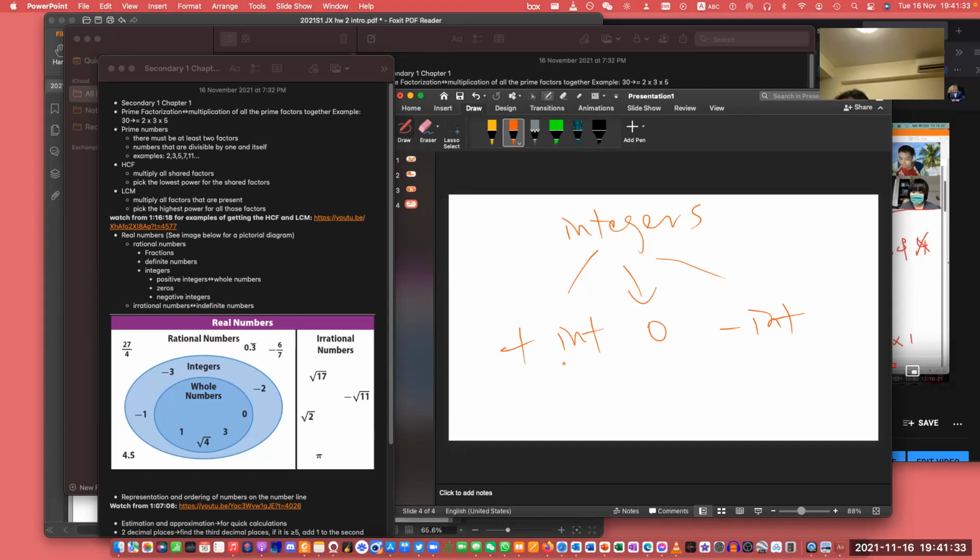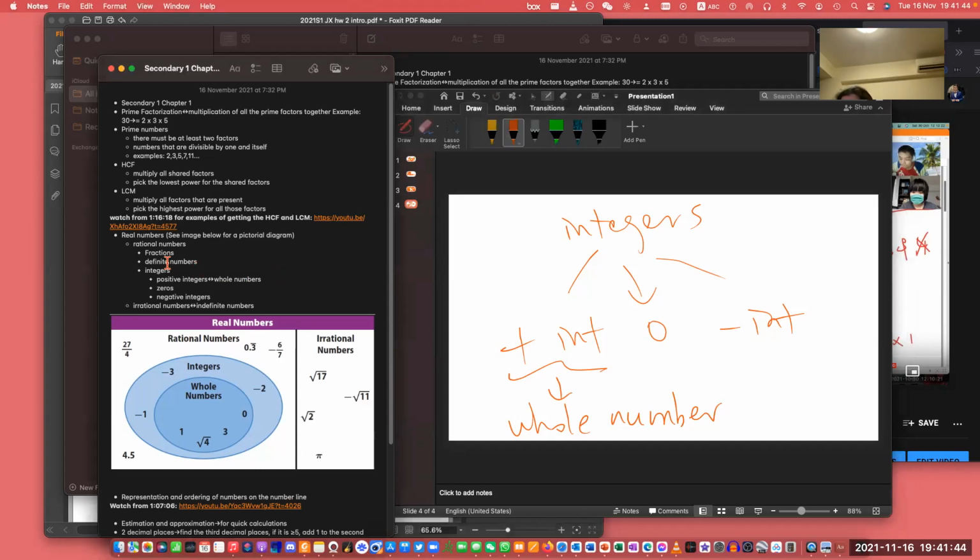And then positive integers are also called whole numbers. In fact, I have already summarized all of these over here.